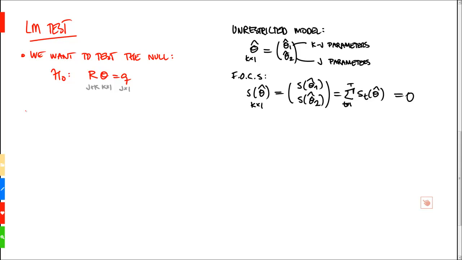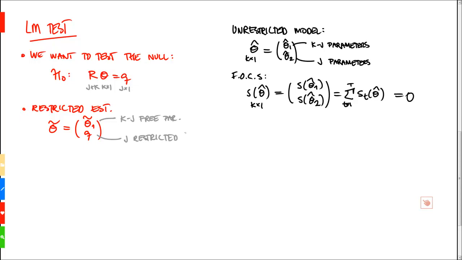So for the LM test, we only need to estimate under the null, and that would give us restricted estimates, which we denote theta tilde, and we can decompose that into two components. First, we have theta 1 tilde, and second, we have Q. So in this case, first we have K minus J free parameters. And second, we have J restricted parameters. And we can estimate theta tilde, which is a K by 1 vector. We can do that with constrained maximum likelihood.